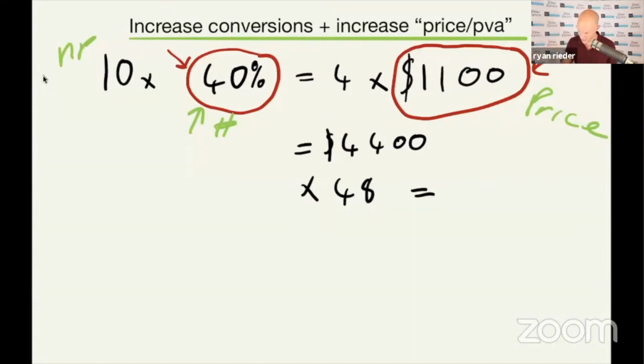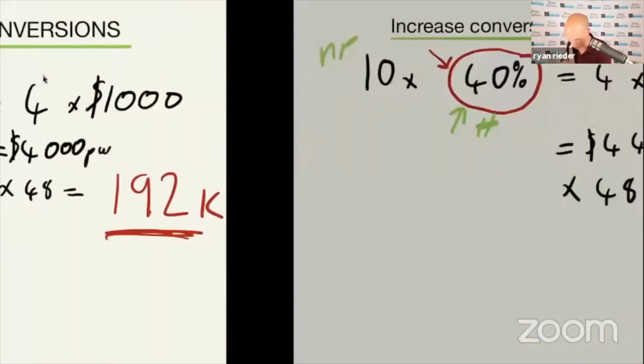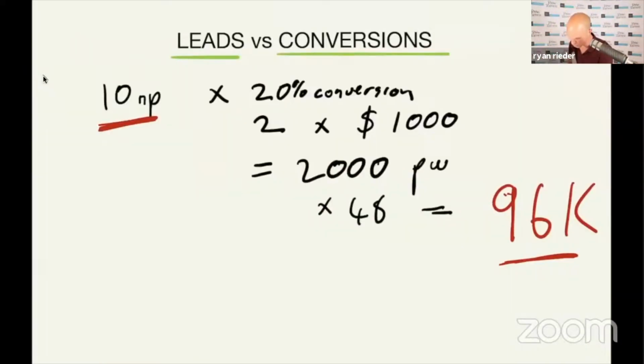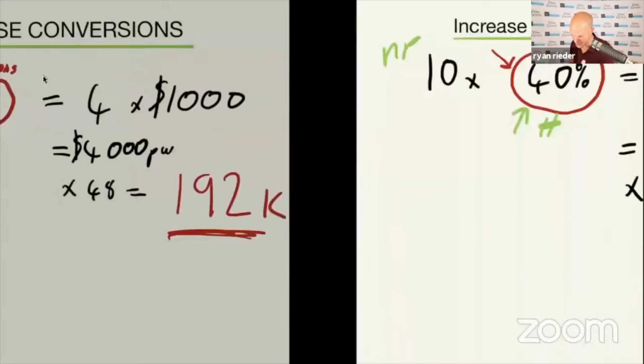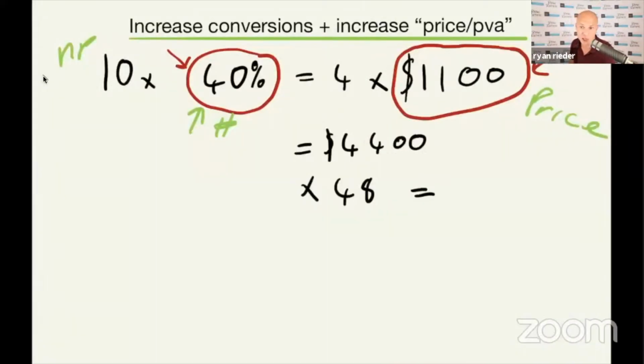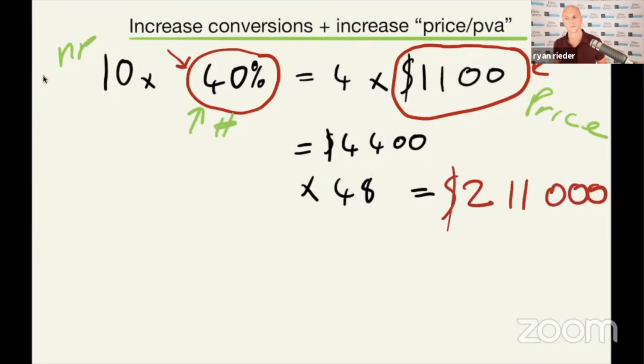So let's look at the numbers. If we did that, that now jumps. Same new patients as the first one. Let me just remind you, the very first one, 96,000, 20% conversion. Same number of new patients, 40% conversion, but average lifetime value goes to 1,100, $100 more. That now jumps to $211,000. How many of you think that's pretty cool?